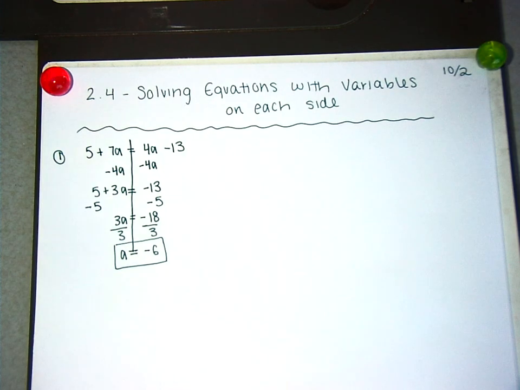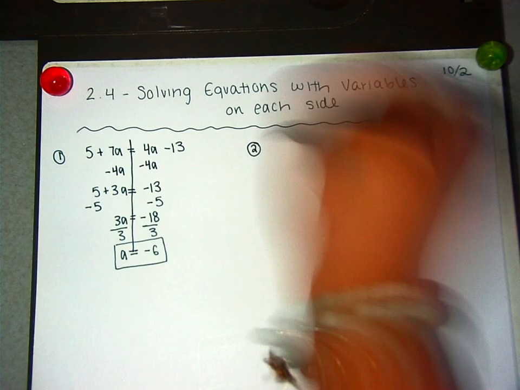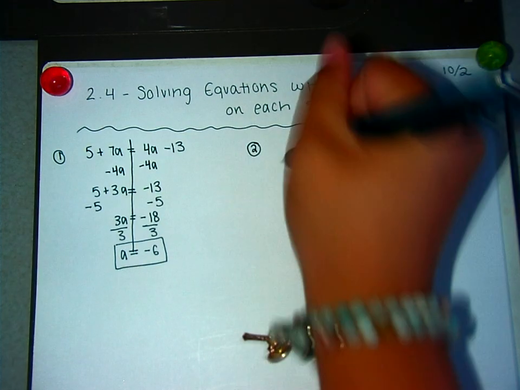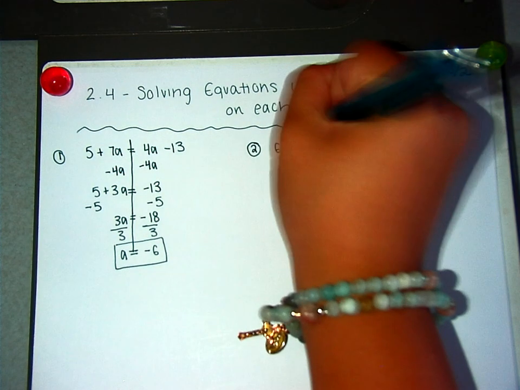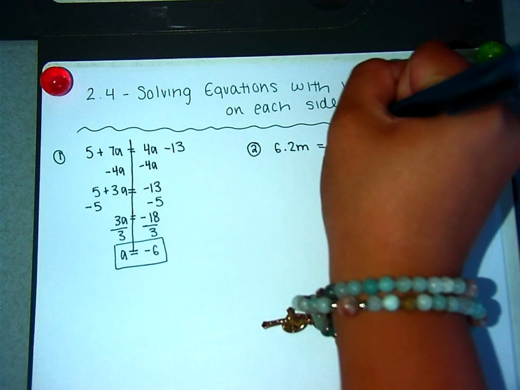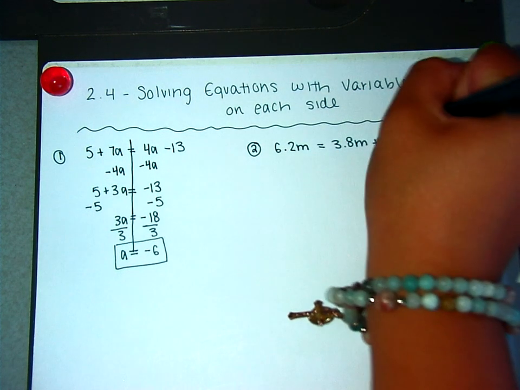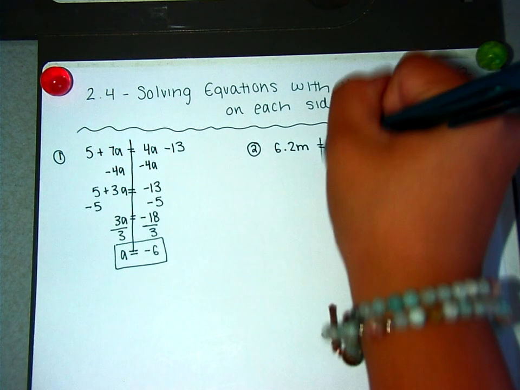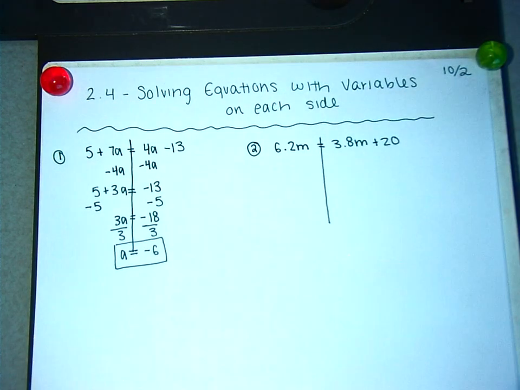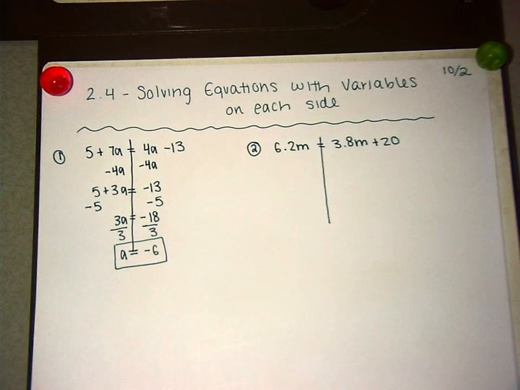Okay. This next example, I'm going to have you do with your post-it. 6.2m equals 3.8m plus 20. Talk to each other, words and all.